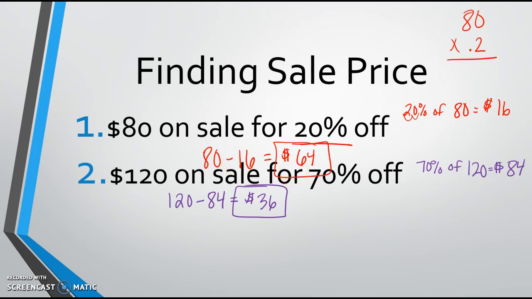And then our second problem was a $120 item, and that was on sale for 70% off. So again, we found the percentage of the original amount, so 70% of the $120, which gave us 84. And then we subtracted that amount from the original price of 120. So this item, for 70% off, you'd be paying $36.